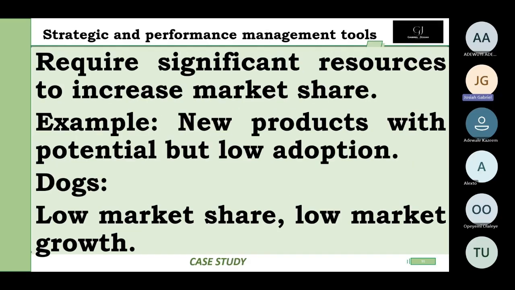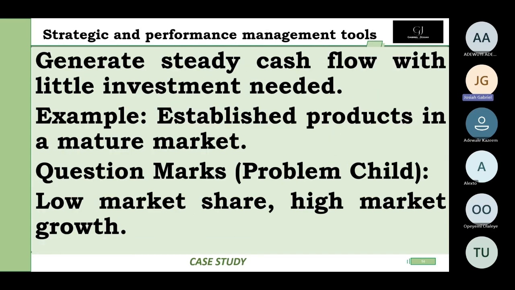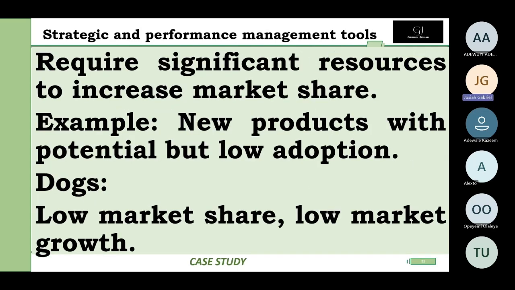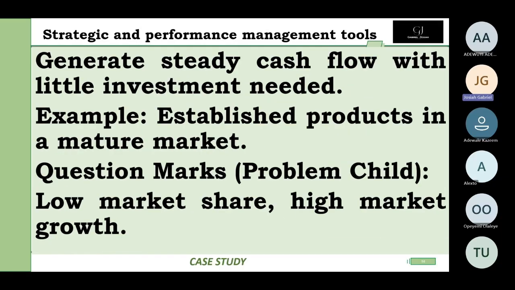And it requires significant resources to increase their market share because they are presently generating low market share. So you need to inject significant resources to increase the market share of that product. An example is maybe new products with potential but low adoption and acceptance in the market. It's an example of a problem child or a question mark.